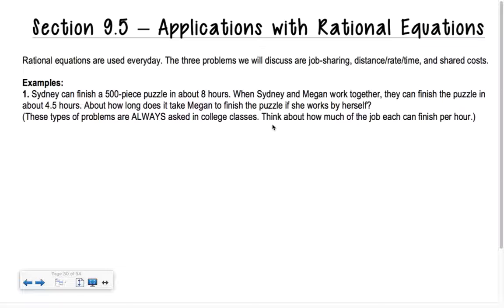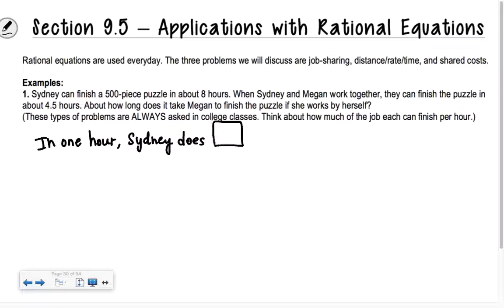Does this make sense? There's something strange happening here. We have to think about the amount of work that someone is doing per time period. In each hour, how much work are they doing? Here's the best way to set these up. If Sydney can finish a 500-piece puzzle in 8 hours, then in 1 hour, what fraction of the job can she finish? 1/8 of the job, right?